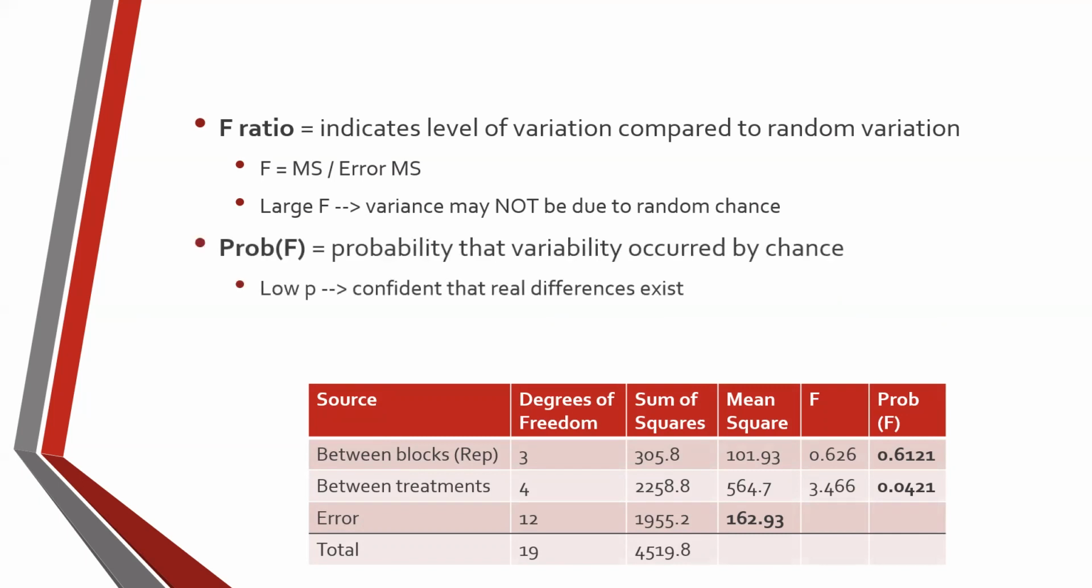So to quantify that, we calculate a p-value, the probability that the observed differences in the treatment means could have arisen by chance. So a low p-value, typically we say less than 5%, would indicate that we can be confident that there are real differences among treatments. Whereas a high value, like we have between the blocks, would indicate that there is no evidence of a real difference among blocks in this case. It could be because there is no real difference, or that the differences are too small for us to detect.